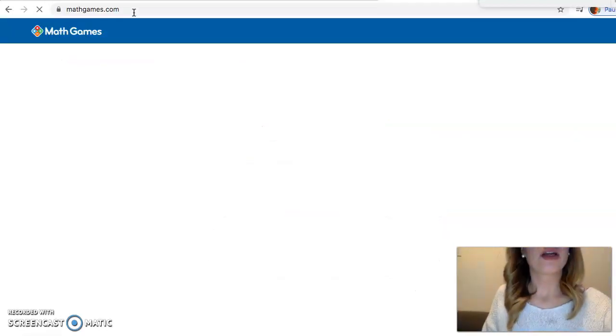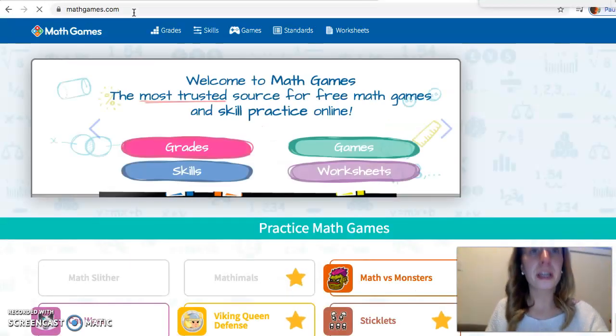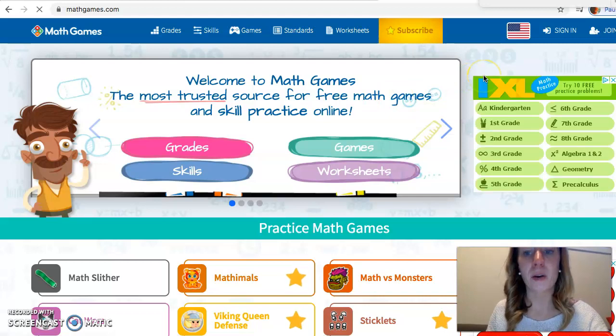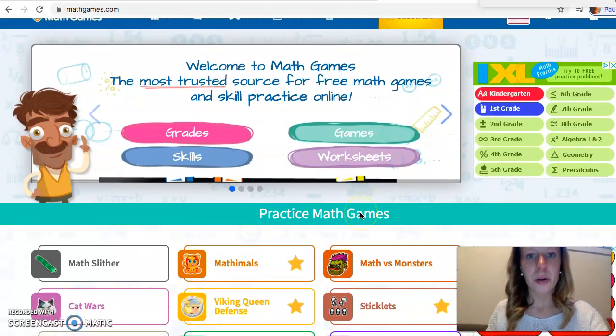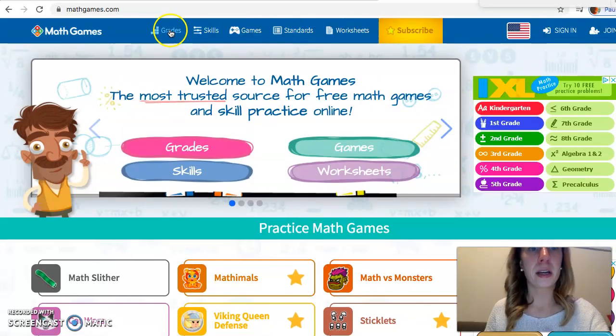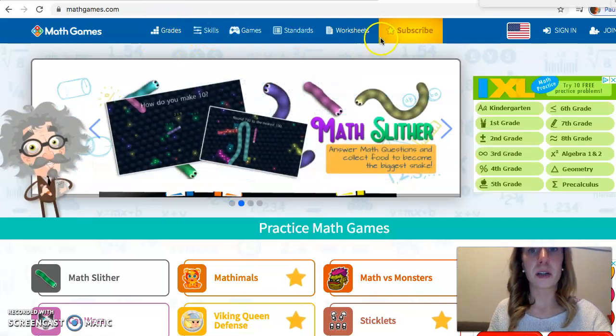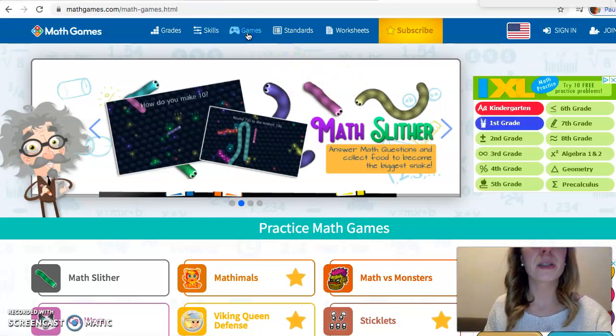There's not really any limitations because you don't have to sign up, and if you don't want to, you can really work on any PC, Mac, or tablet. So as you can see up here, there's the grading system, skills, games, standards, worksheets. So we're going to go to games.